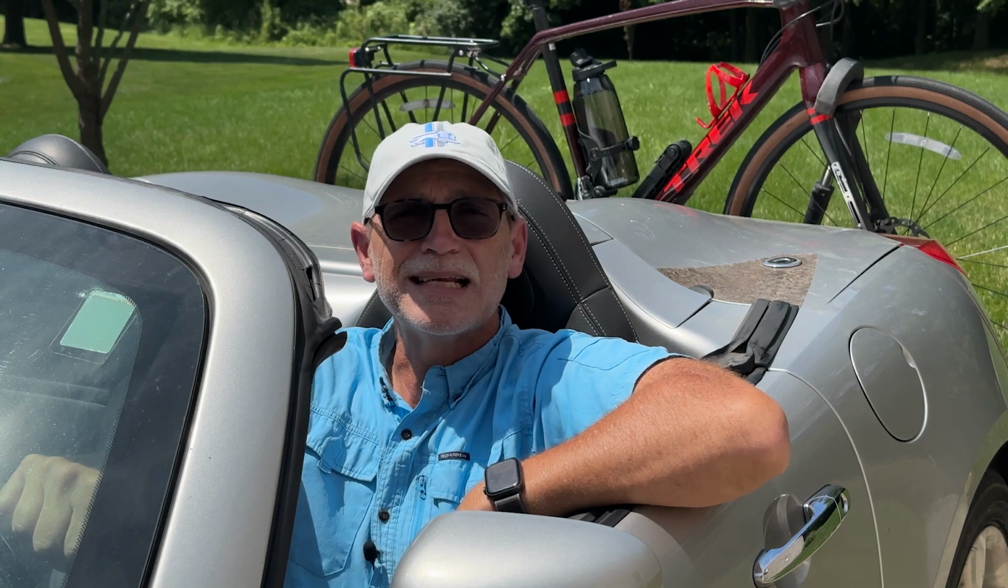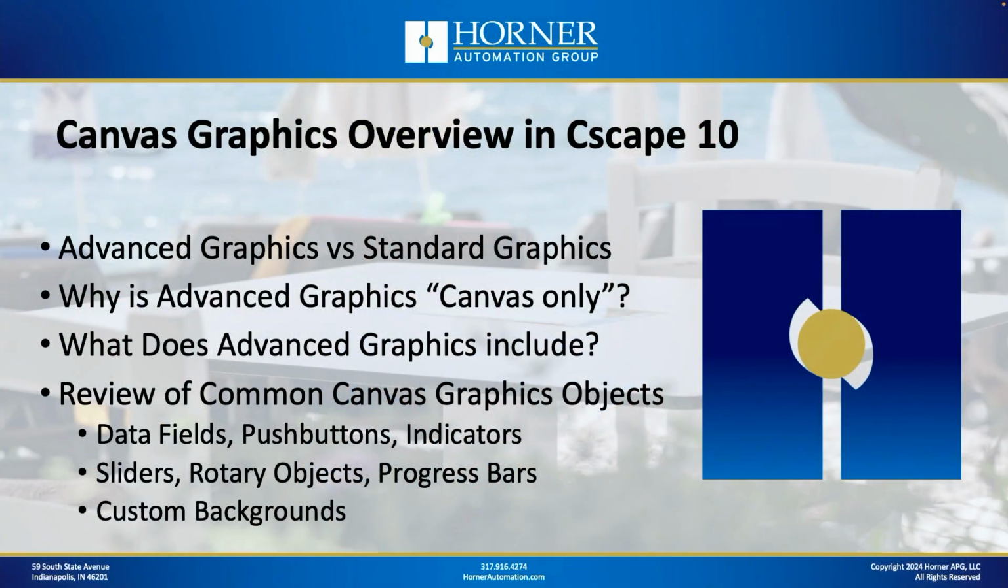Let's get down to today's topic. Here's how we're breaking it down. We're going to take a look at advanced graphics versus standard graphics. So how do they compare? How are they different? Why is advanced graphics only available in Canvas? Why not the rest of the product line? And then what type of capabilities does advanced graphics include?